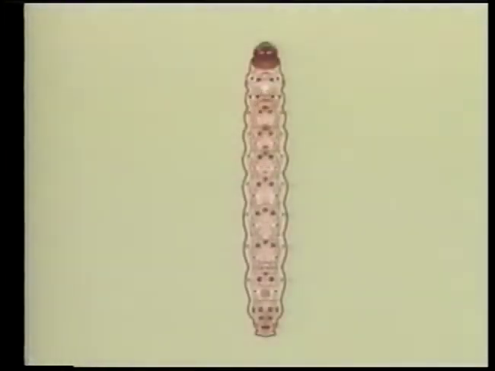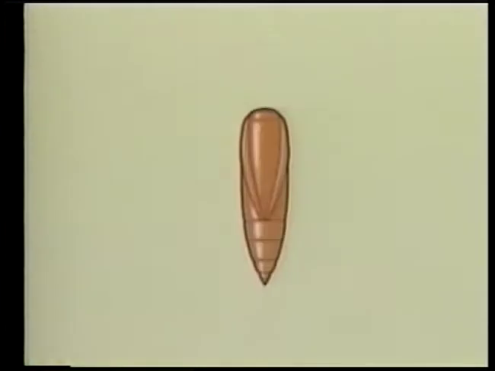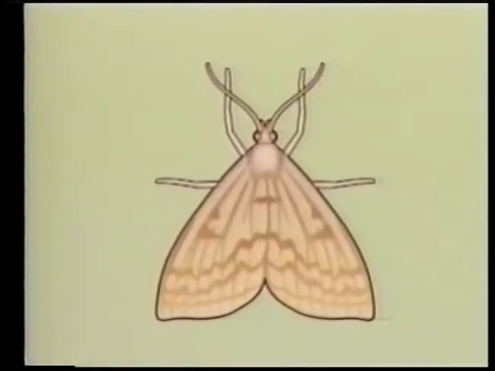The first is the egg stage. Second is the larval stage, consisting of several worm-like substages called instars. The pupal or resting stage completes the transformation from worm-like to adult. Finally, the fourth stage is the adult stage. The adult insect may be in the form of a moth, beetle, or some other mature form.